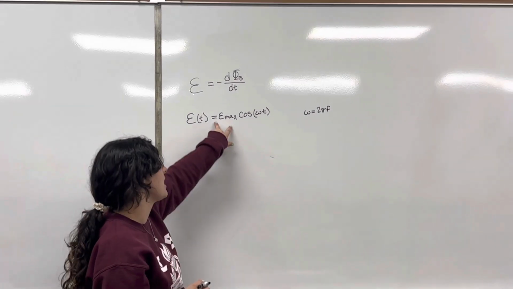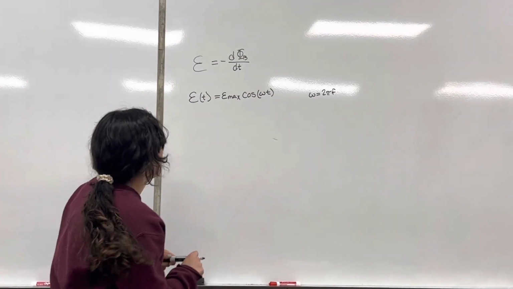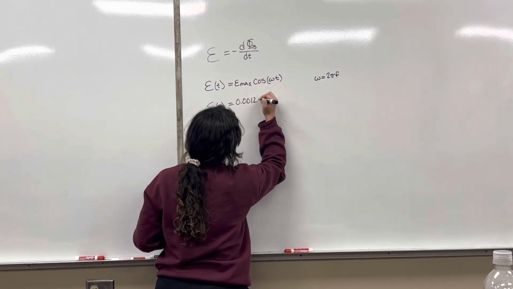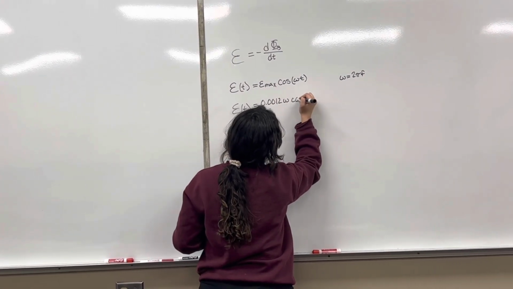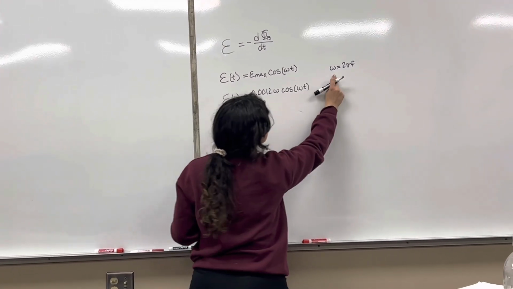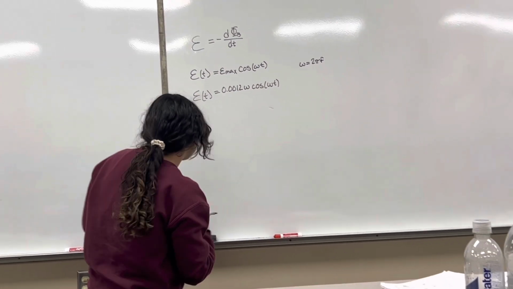So for this Emax here, we are going to be using the equation from our graph, and that is 0.0012 omega for our Emax. And then of course we have cosine omega t. And omega is going to be 2 pi f, with f being our given frequency.